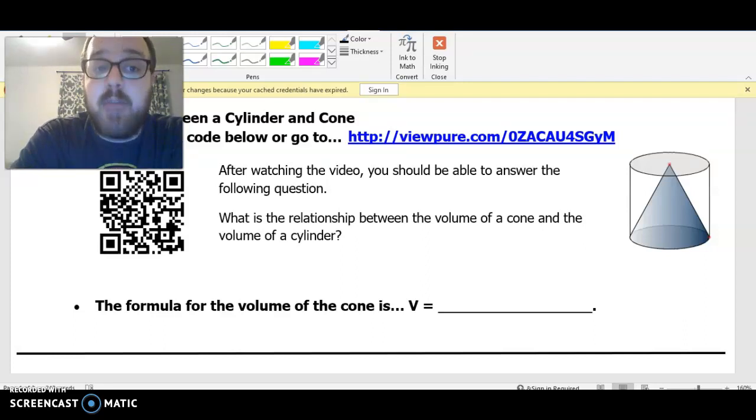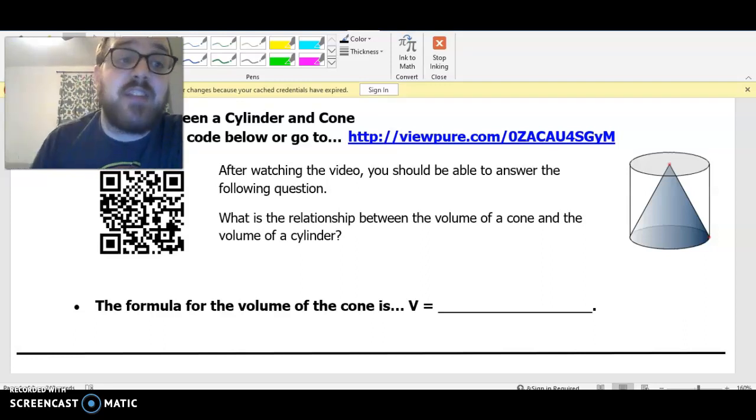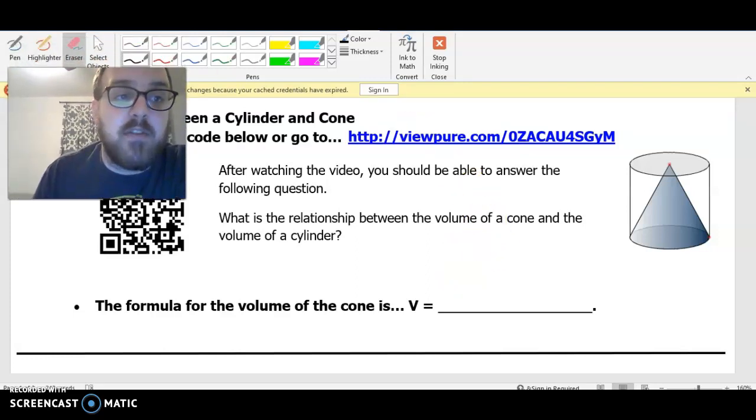Okay, hopefully you paused the video and watched the water pouring. And hopefully you noticed that 3 of the cones were able to fill up the cylinder. So the relationship between the 3 is that the cone is 3 times as small as the cylinder, or 1/3 the size. And that's going to lead us to the formula for the volume of a cone.